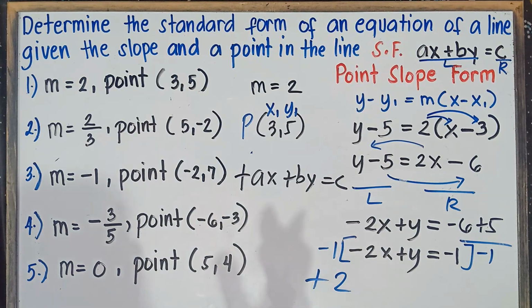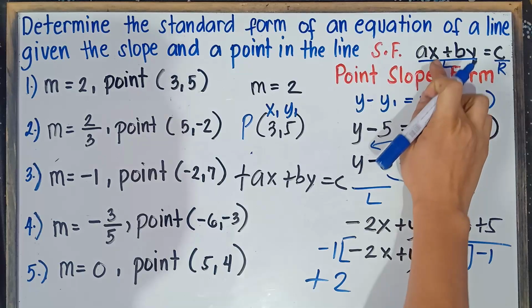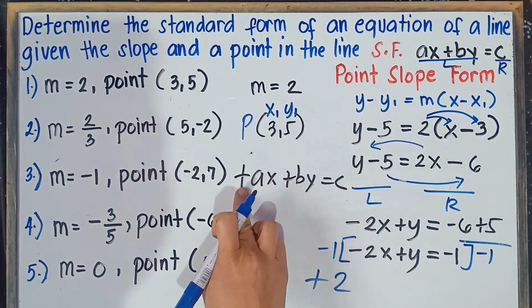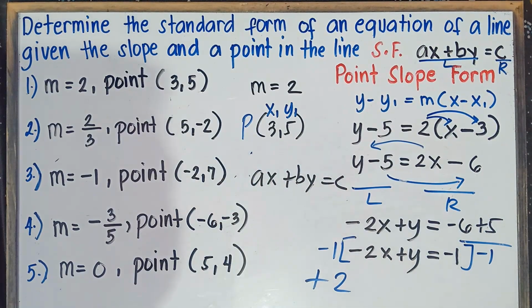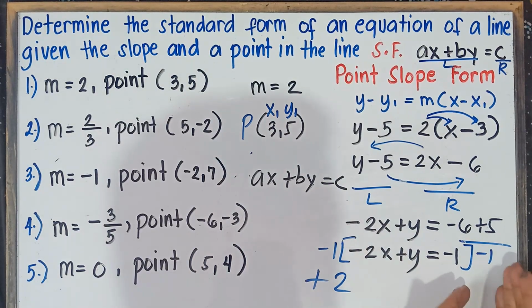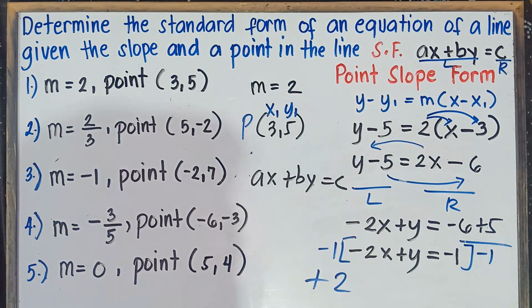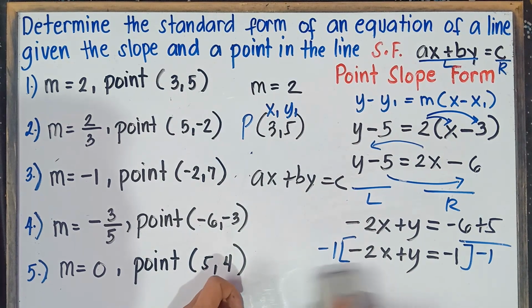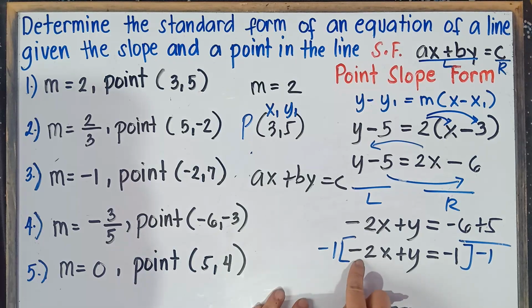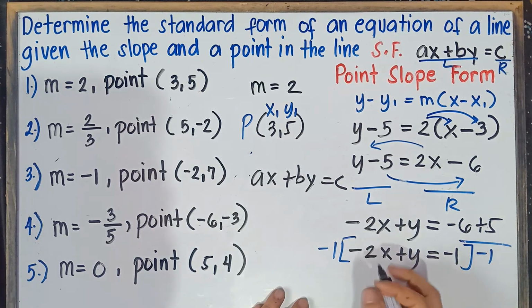Once again, class, we need to have a positive number before x. It says ax, that would be positive ax. Now, since this is negative 2, we need to multiply both sides by negative 1. Once you multiply negative 1 on the left, you also do that on the right side to make the equation balance. Alright, simply multiply this one. Negative 1 times negative 2, that would be positive 2. Negative times negative is positive. 1 times 2 is 2.